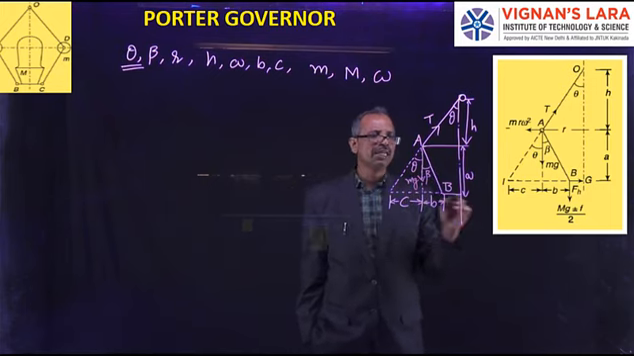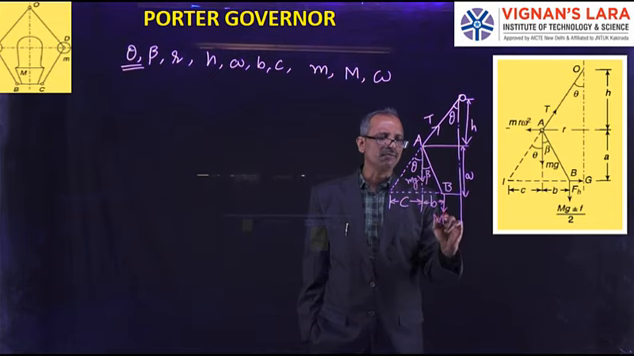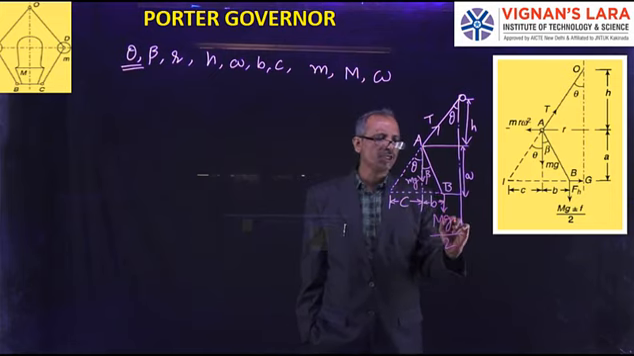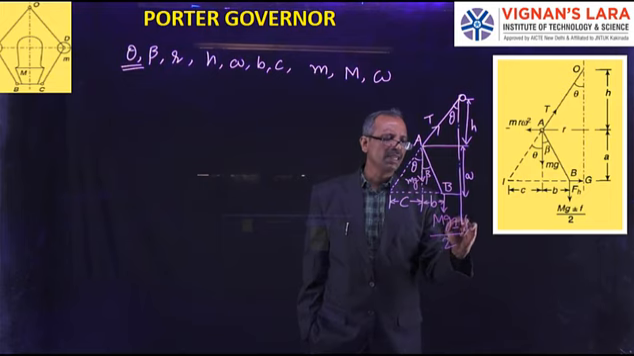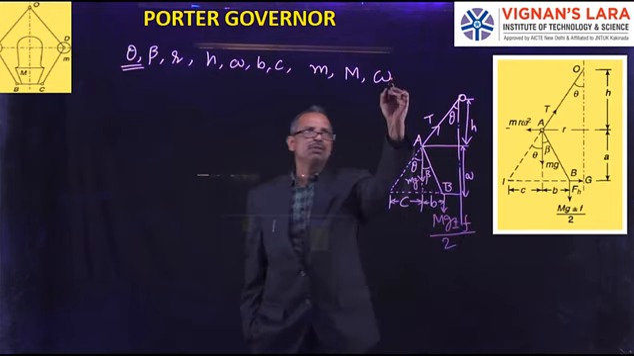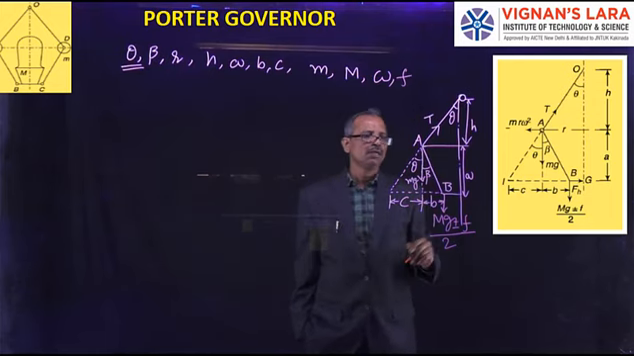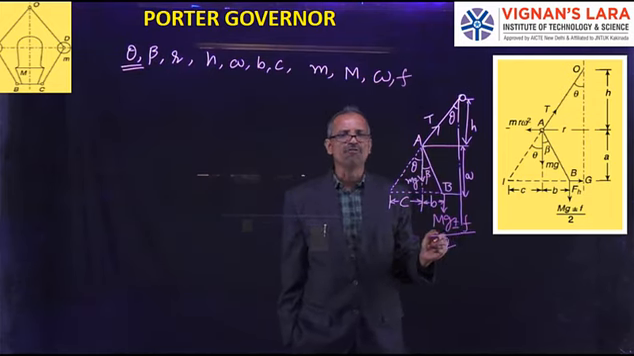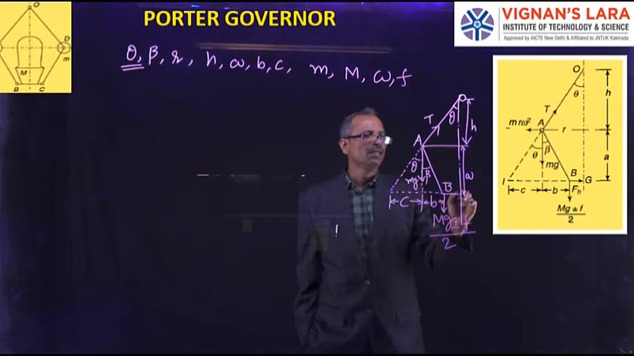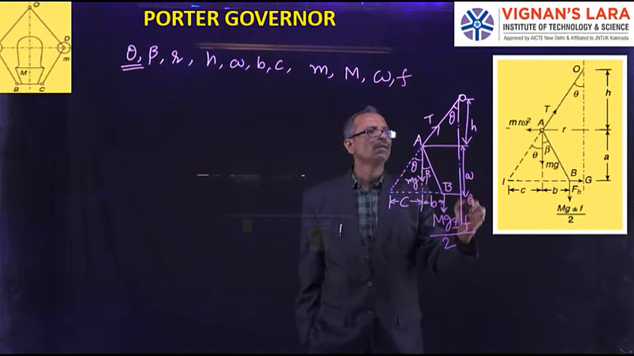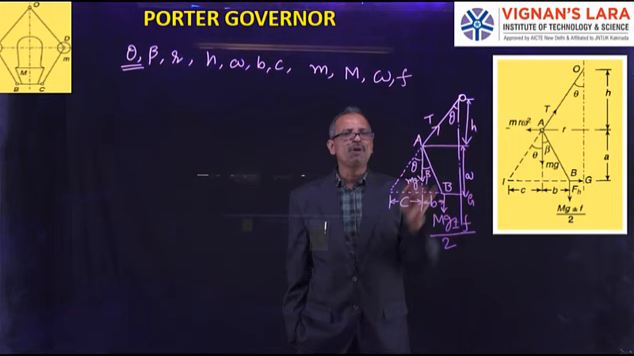Self-weight always acts vertically downwards, which is mg. Then the sleeve mass is shared left and right, so half of it, that is Mg by 2. And if I consider friction, then plus or minus f by 2. So there is an additional term called f, which is friction. Okay, Mg plus or minus f by 2, isn't it? So this is the free body diagram.